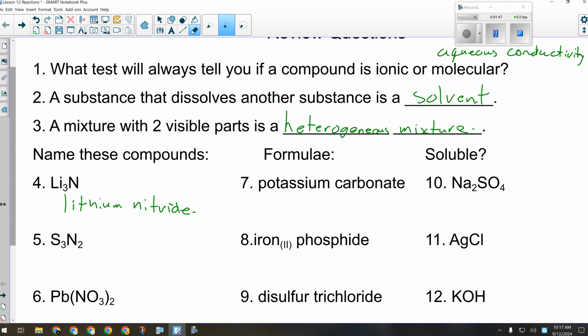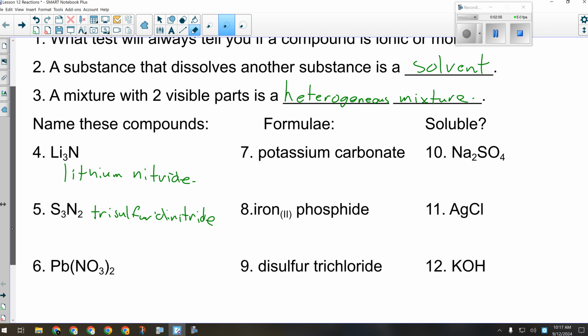Okay, number 5, ionic or molecular? Molecular. Molecular, 2 non-metals. Okay, so what prefix should go on the sulfur? Okay. And on the nitrogen? Okay.